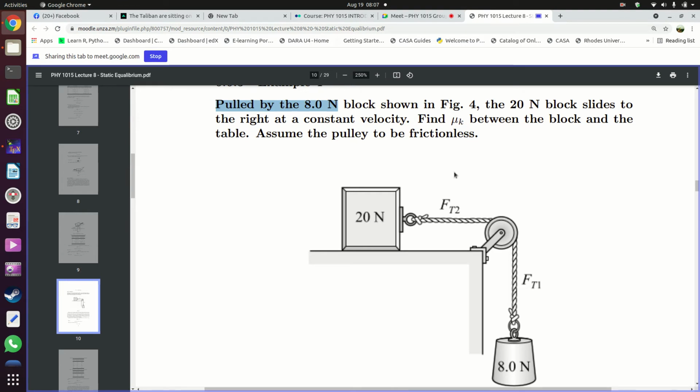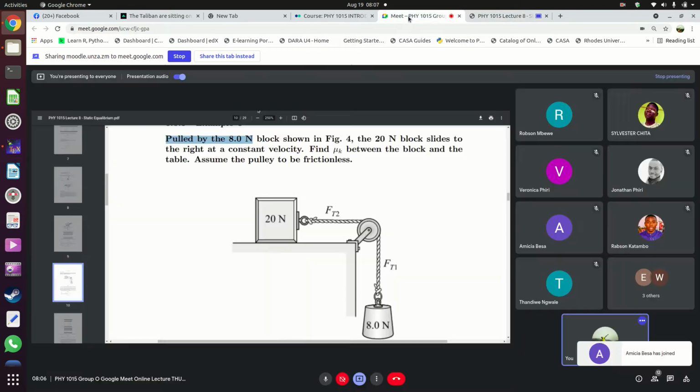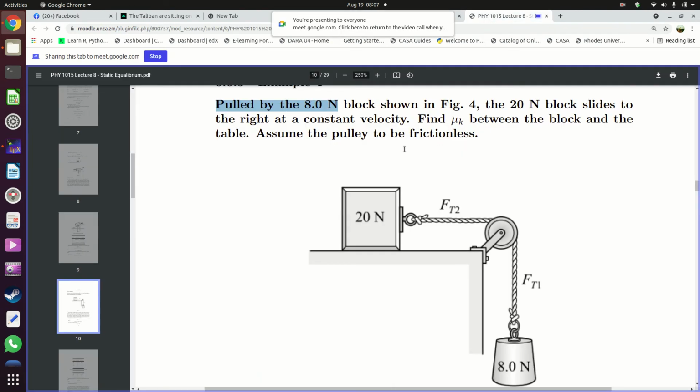So what we have here again is an example of what we mean when we talk about equilibrium, especially the fact that equilibrium has two types. There is one where an object does not move. That is what we referred to as static equilibrium. There is another kind of equilibrium where an object moves, but at constant velocity.